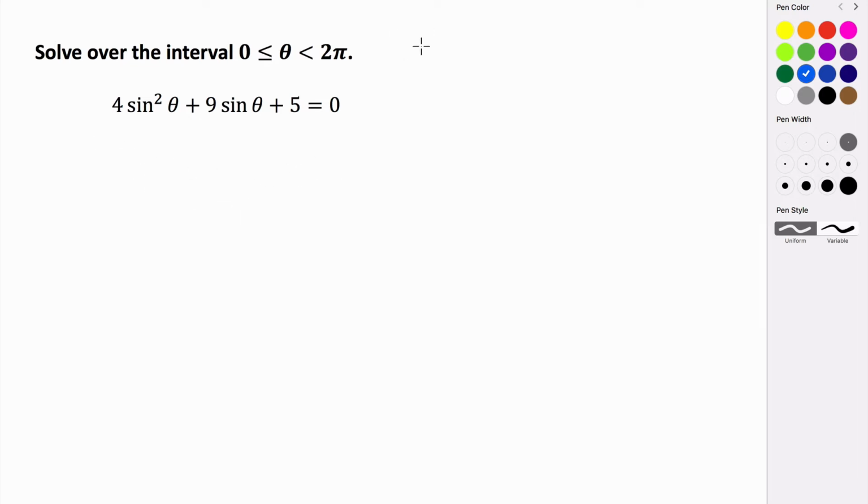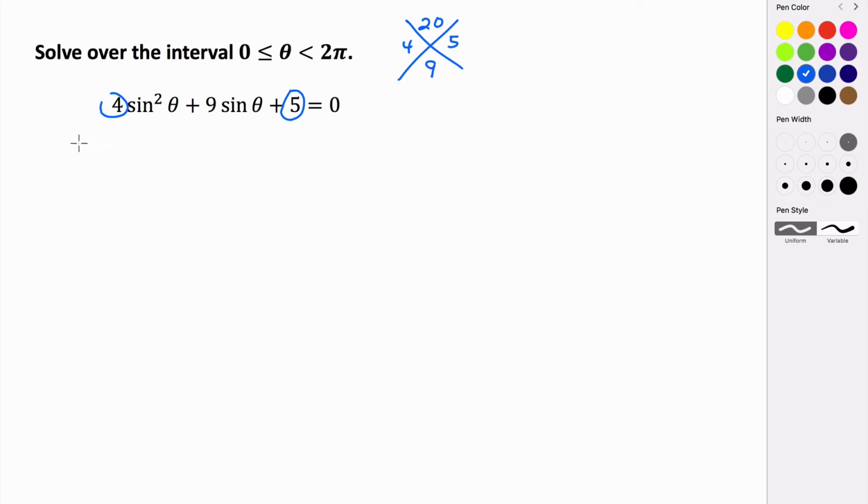So if you recall, we have to multiply 4 times 5. That's going to be 20. So that value goes up in the top of the x. And then 9. So we're looking for two numbers that multiply to be 20 and add to be 9. Well, they just happen to be 4 and 5. And then, so let's factor this.